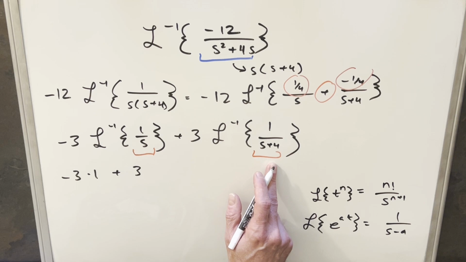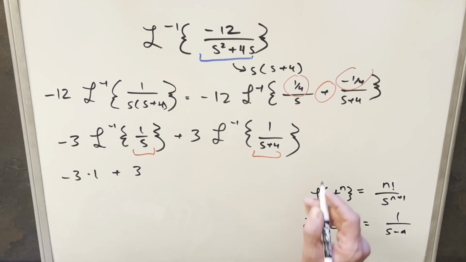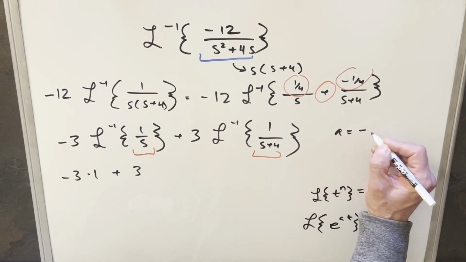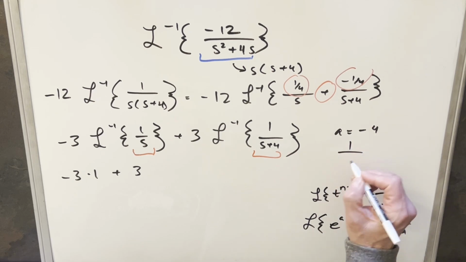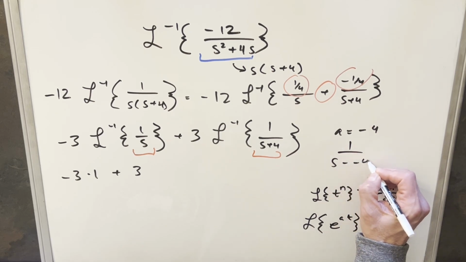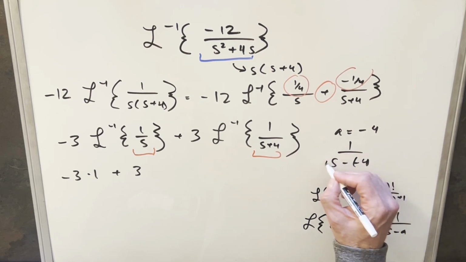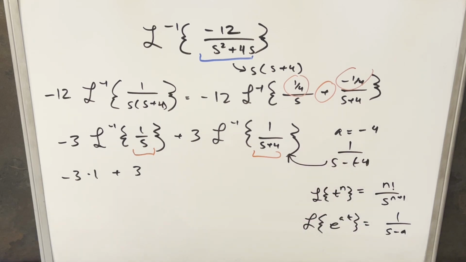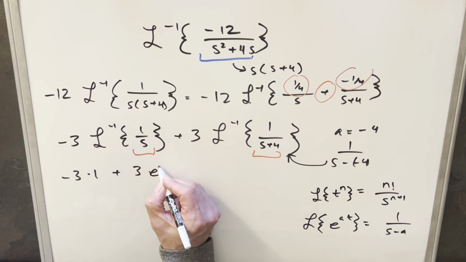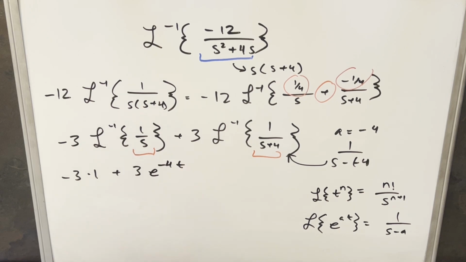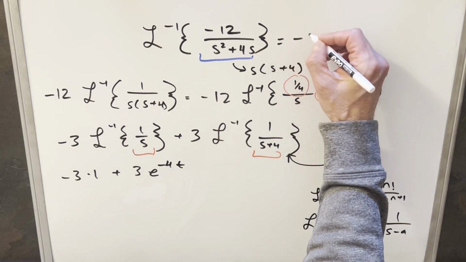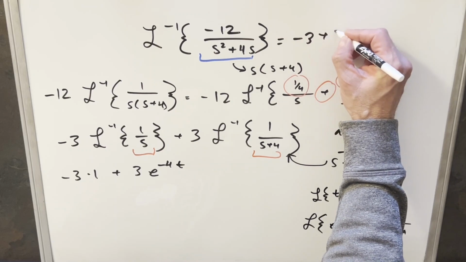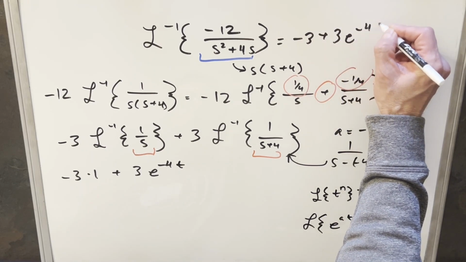Now in order to get 1 over s plus 4 out of this, what we would need is a equal to minus 4, right? Because then we'd have 1 over s minus minus 4, which is the same thing as 1 over s plus 4. So if a is minus 4 using this formula, this here is going to be e to the minus 4t. And so we'll just write this in as our solution up here. We're going to have minus 3 plus 3 e to the minus 4t.